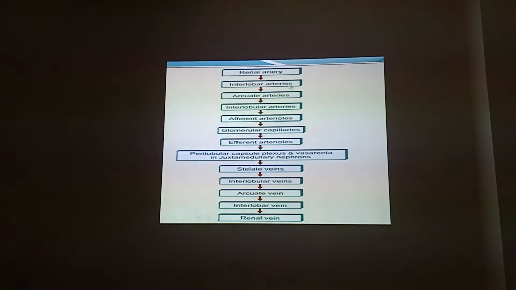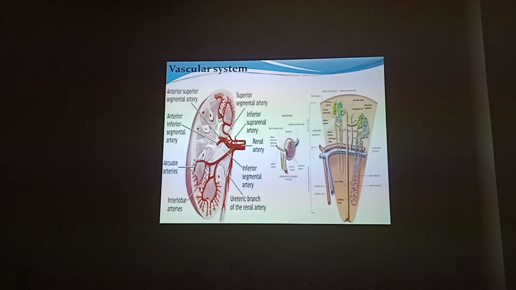Here you can understand better. Renal artery, after this there is the segmental artery, okay, then the interlobar artery, then the arcuate artery when making an arch, then the interlobular arteries, and now it is making the afferent arteriole. This is the afferent arteriole where my cursor is. Afferent arteriole, then glomerular capillaries, then efferent arteriole.